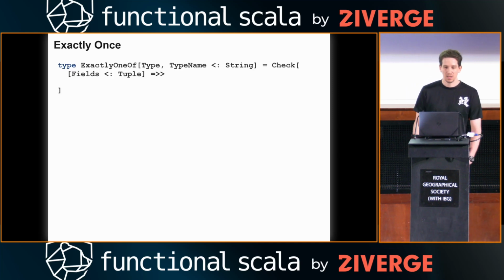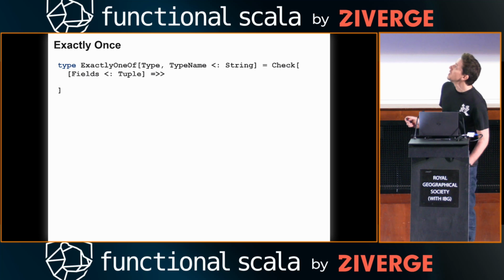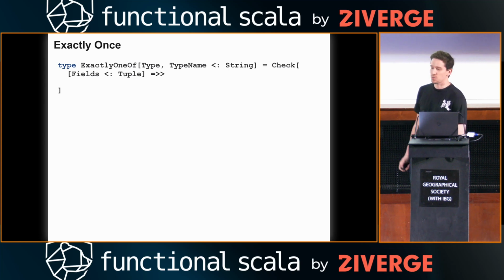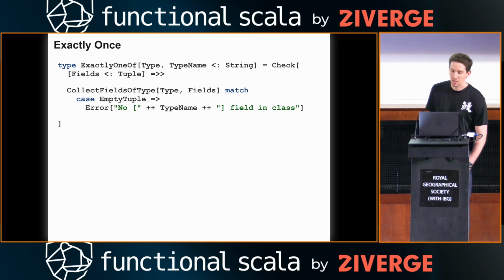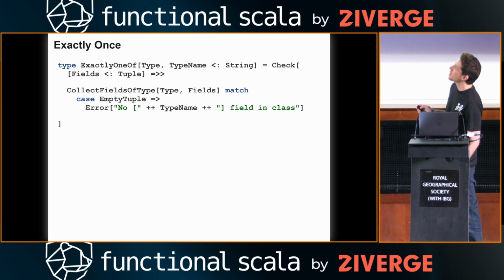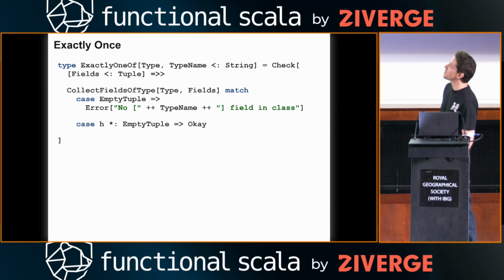So let's quickly implement the second condition, exactly once. We want to make sure that a certain type appears exactly once inside our case class. Due to the limitation of what's available in Scala right now, I can't get the type name as a string using anything built in, so I have to pass it as an argument as well. Next we collect all the fields of this type. I'll show the function in a moment. And then if this tuple of all the fields that have this type is empty, then we have an error: the type is missing from our case class. In case we have exactly one instance of this type, we produce OK, which is correct.